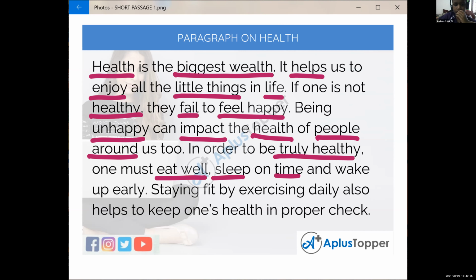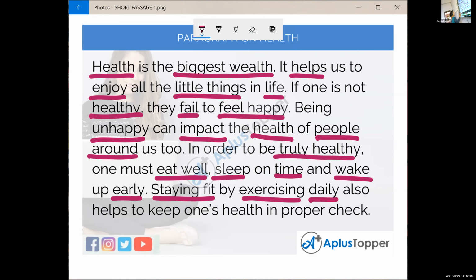Sleep. Time. Wake. Yes. Early. Yes. Staying fit. Fit. Staying fit. Exercising. Daily. Daily. Help. Yes. Health. Yes. Proper check.